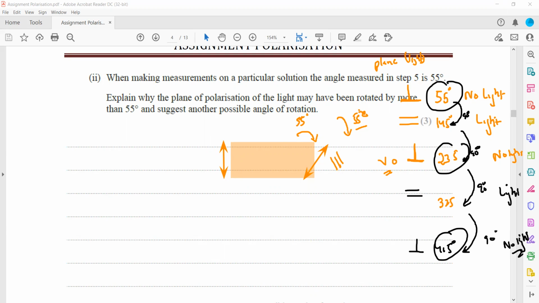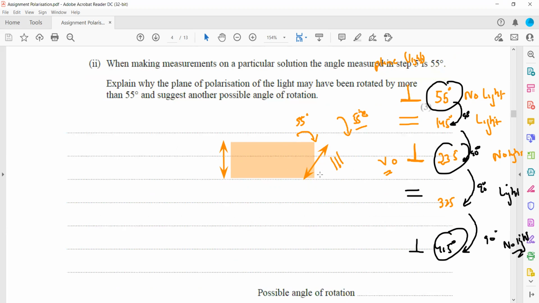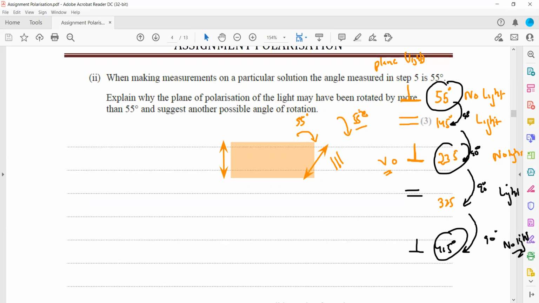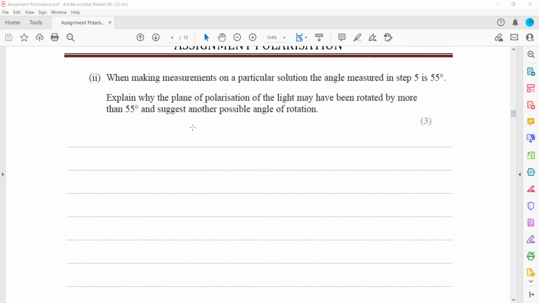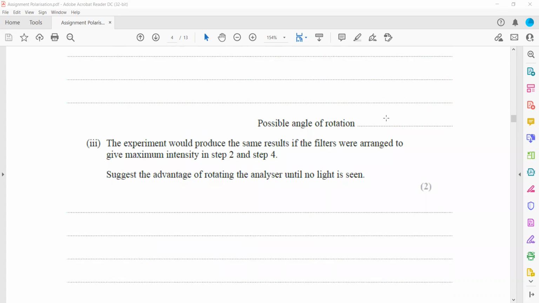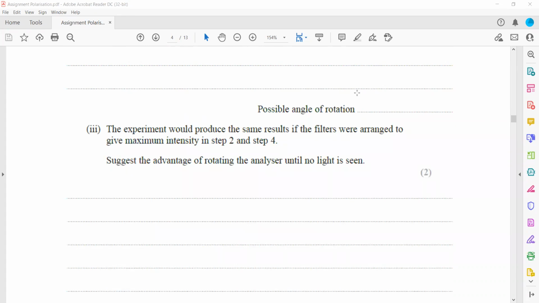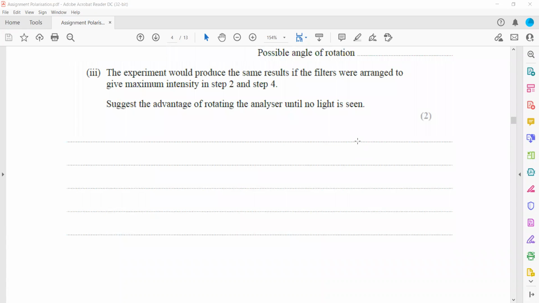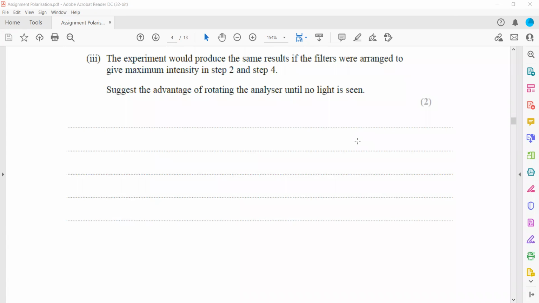Is this question clear? Any doubt in this part? So always remember, whenever the possible angle 235 or 415 comes, it will turn back to dark, or no light again. Every 90 degree rotation leads to light, no light.